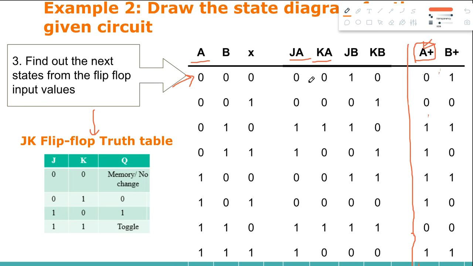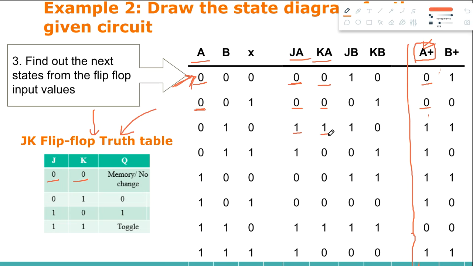Now we are calculating A plus. In the first row, the flip-flop inputs JA and KA are 0 and 0. We go back to the truth table, and flip-flop inputs 0 and 0 produce the output of no change. That means whatever is written in the present state will not change. So for the first row, the present state is 0, so in the next state we write 0 again. In the next row it's 0 0 again, so there's no change: present state 0, next state 0.